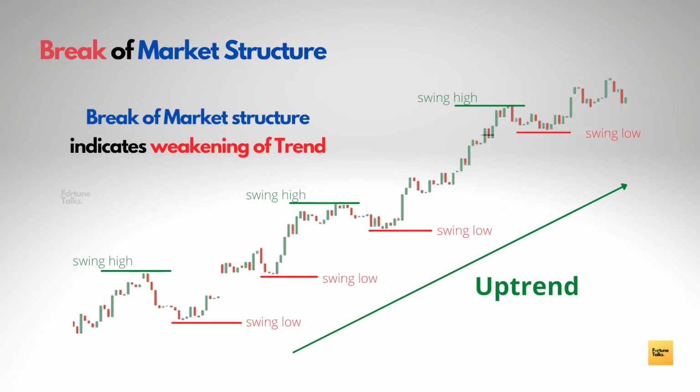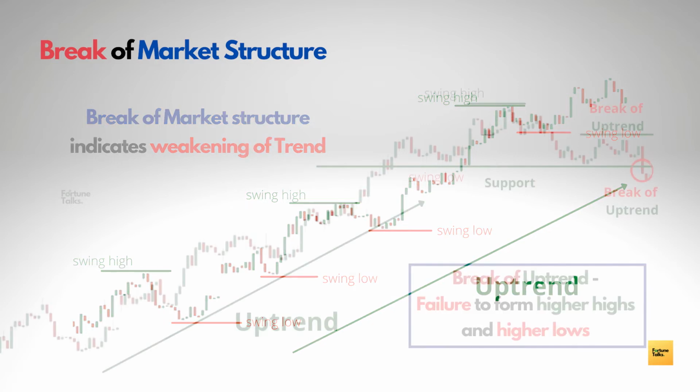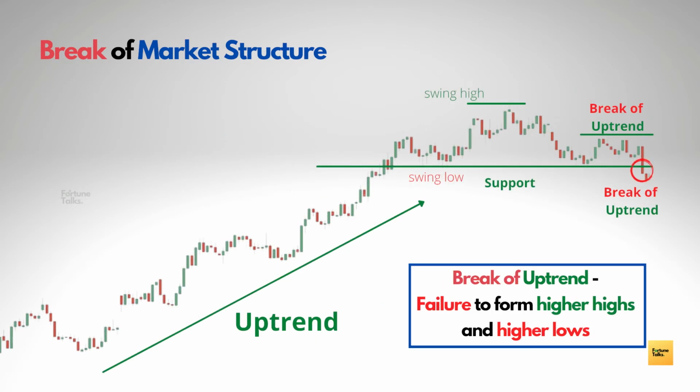The break of market structure is the clue that the market is telling you that it is about to get weaker, or simply it is about to reverse its direction. So in case of an uptrend, you have a break of structure when the price fails to make a new higher low or a higher high. So this is the first clue or the first evidence that the market is about to reverse lower.